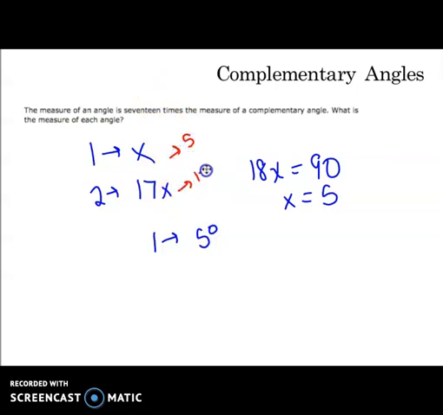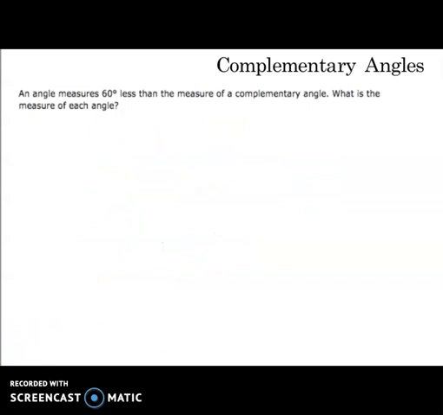And the second angle is 17 times 5, or the second angle is 85 degrees. Okay, let the first angle be x and write the relationship for the second. So let's look at this again. An angle measures 60 less than the measure of the complementary angle. What is the measure of each angle?